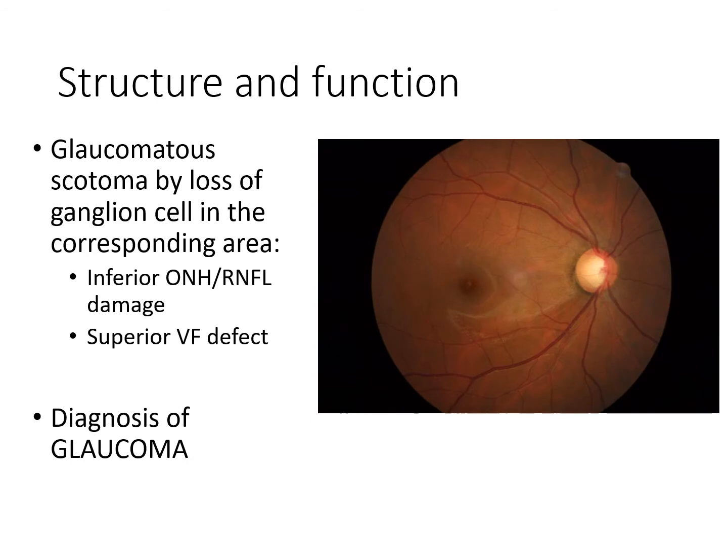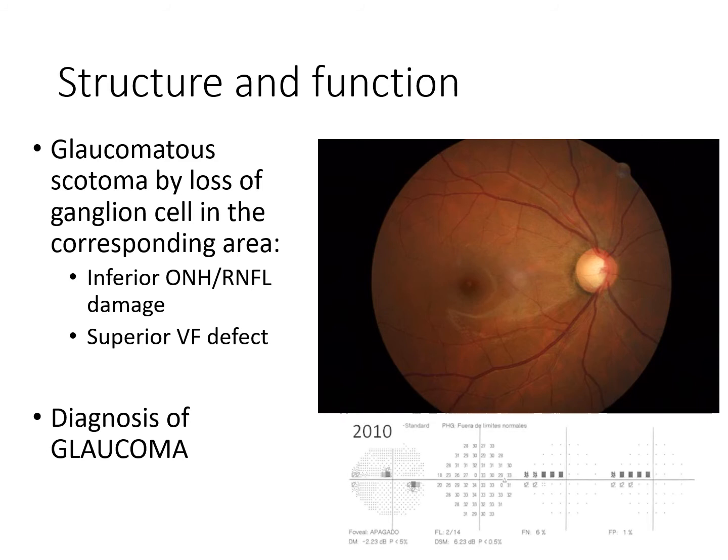And this is a glaucomatous patient. This is his optic disc. You can see here a thinner rim with loss of ganglion cells. You can see here the loss of retinal nerve fiber layer. And this is his visual field. You can see here a superior nasal step.